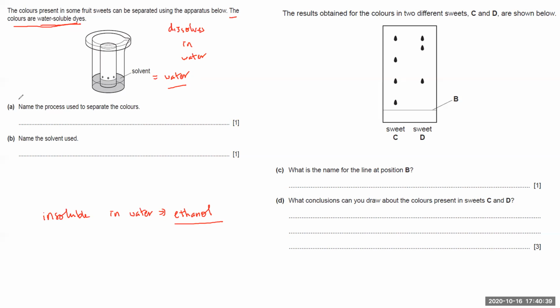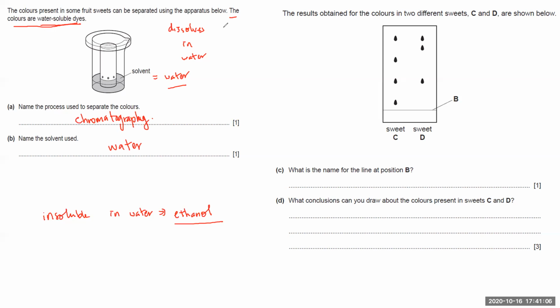Okay, so let's look at this question. Name the process used. So this is called chromatography. Okay, this method is called chromatography. Please make sure you know how to spell it correctly. Name the solvent used. I already mentioned just now, you use the solvent water. So always remember, read the question very carefully because there's always clues in the question.